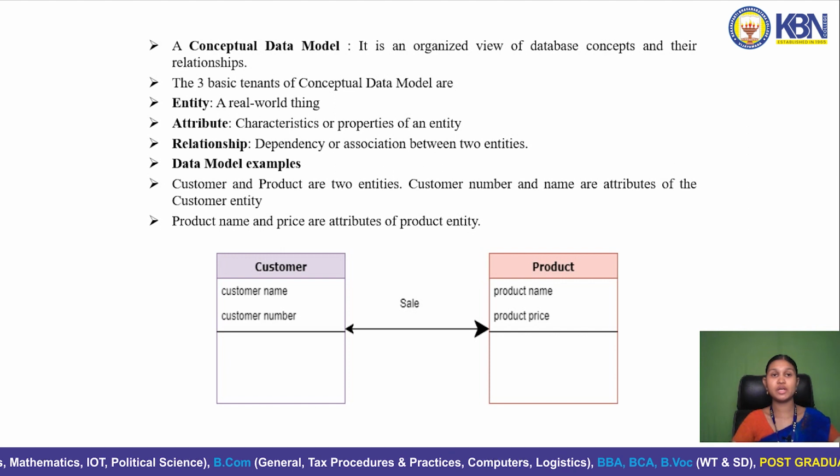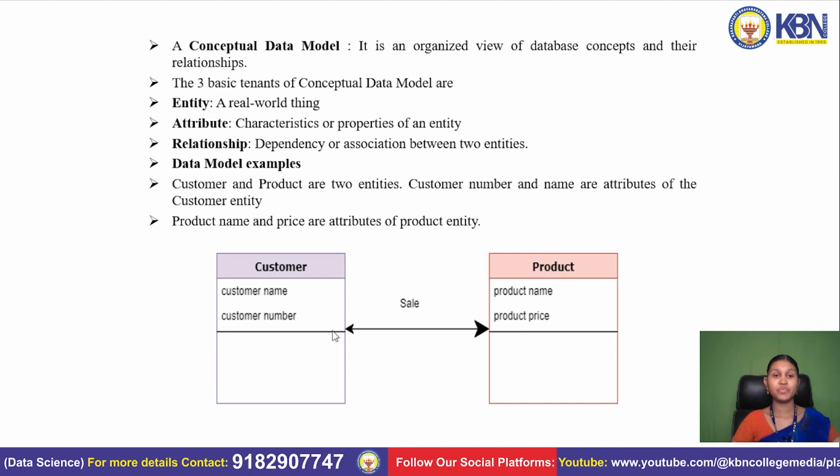What is a conceptual data model? You have to organize any database concept. Here three basic, very important topics are there. Entity means any real world entity. Attribute means the characteristics or properties of the thing. Relationship means any dependency, and you can apply the association algorithm also. Let us take an example: customer and product are the two entities. You have to know the customer number and the customer name. Next, the product name and product price.